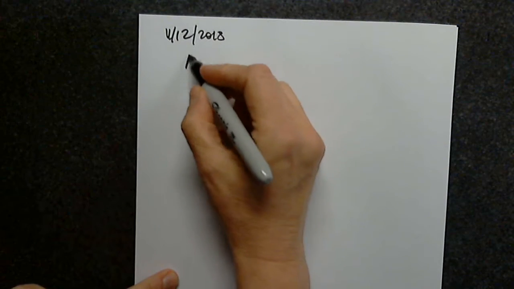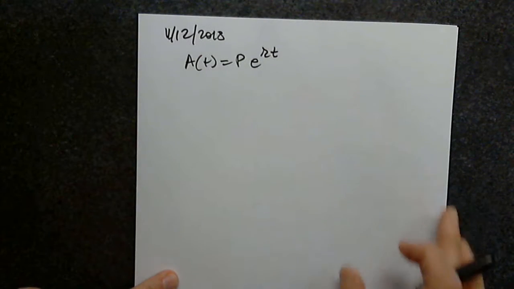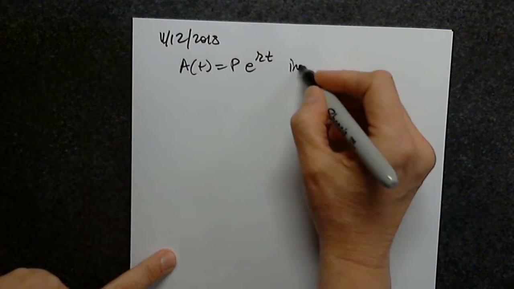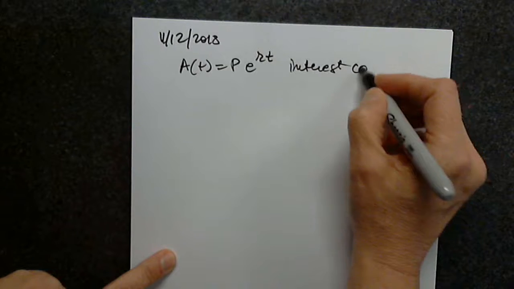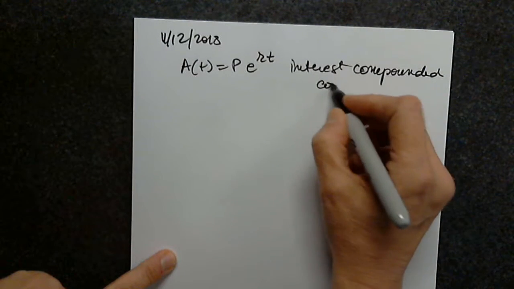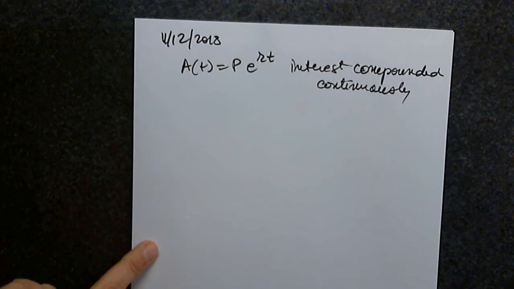You do not need to memorize these models. If you remember, A of t equals P e to the rt, this is the formula for interest compounded continuously. It will be given to you.